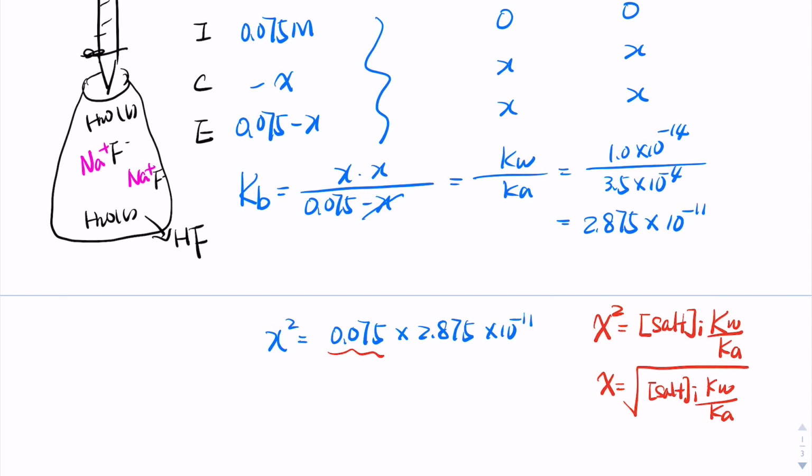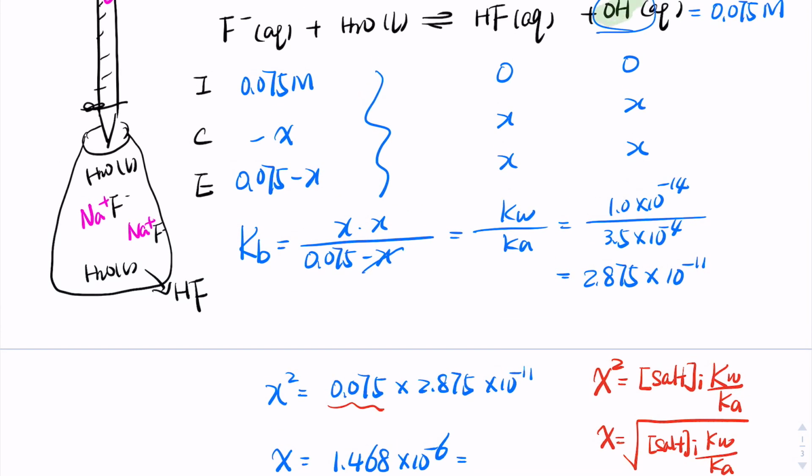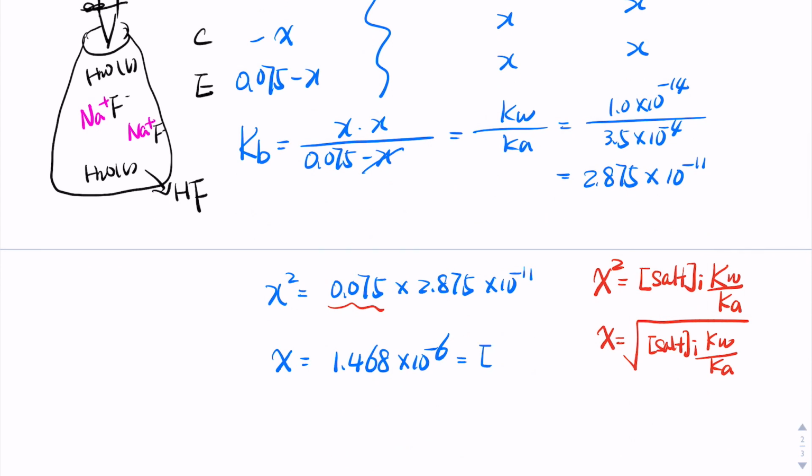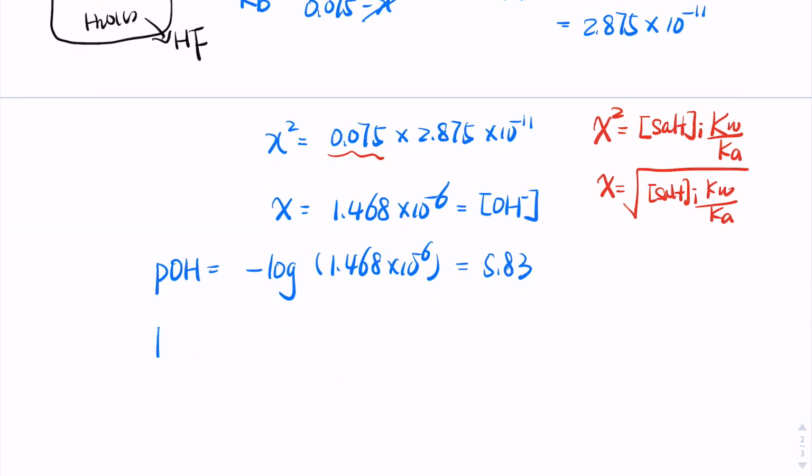So you get this, you can solve for x, taking the square root of all this, and it will be 1.468 times 10 to the power negative 6. And that's x of what? Going back, the x matches with OH. So this is the OH concentration. And then if you take the negative log, pOH equals negative log of 1.468 times 10 to the power negative 6, and you get 5.83. That's our pOH. We want to know the pH, which will be 14 minus pOH, which is 8.17.